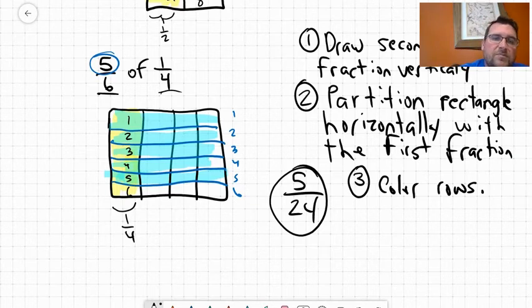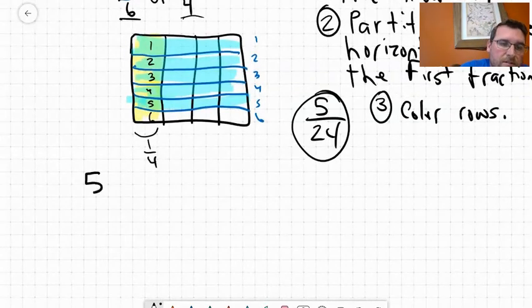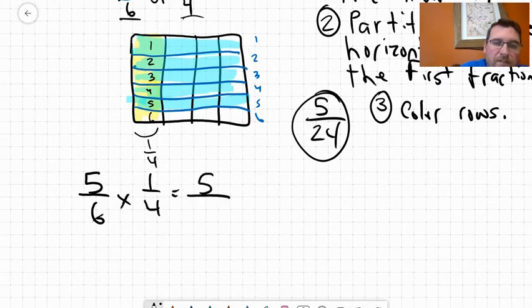So this makes sense because if I do 5/6 times 1/4, 5 times 1 is 5, 6 times 4 is 24. So anyway, that's basically in a nutshell how to do it.